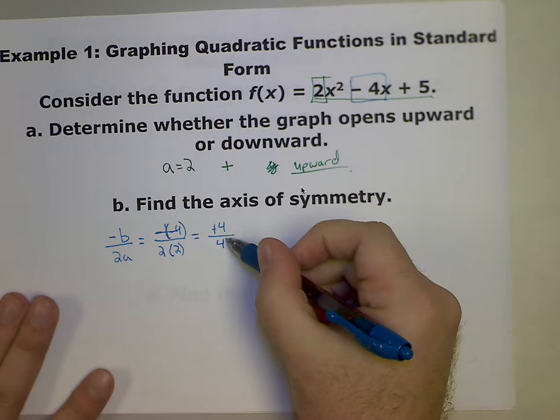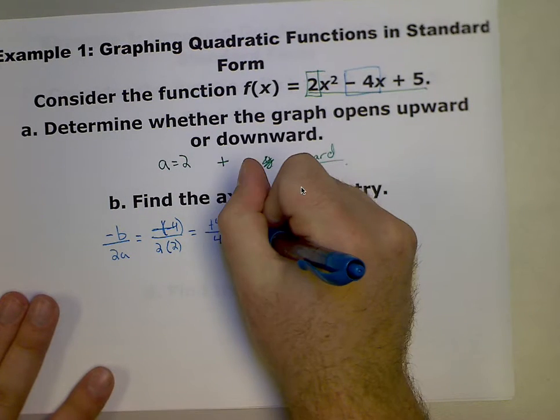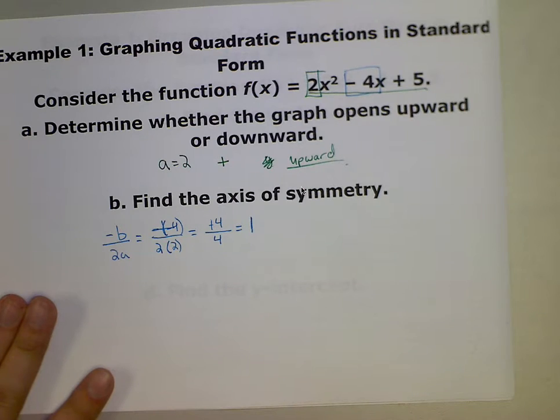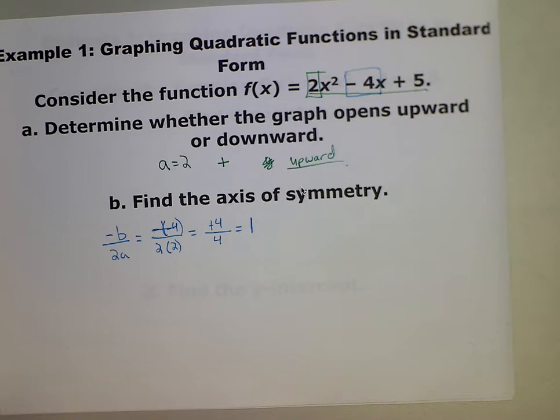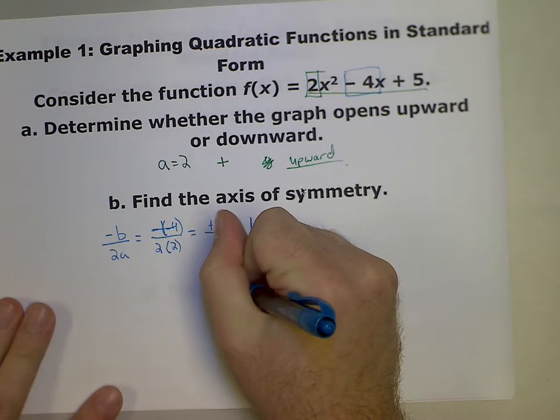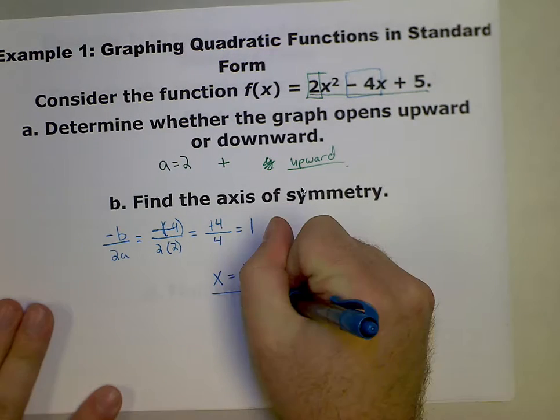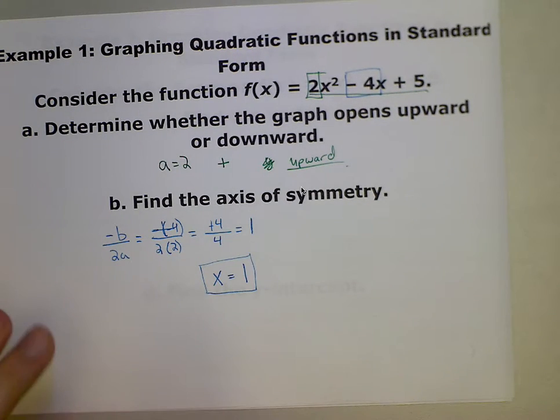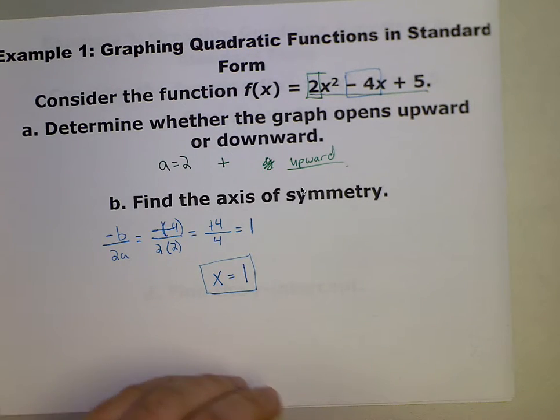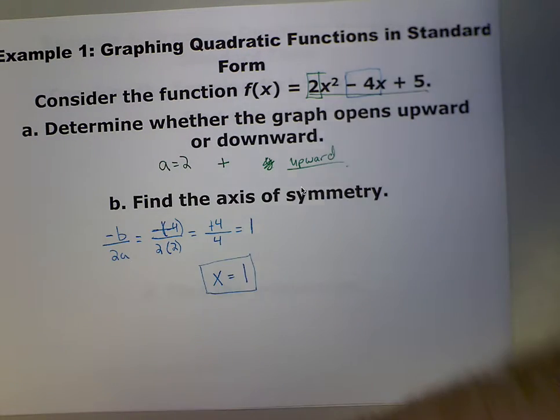If I have the same number divided by itself, if I reduce that, that's just going to give me 1. So I know that the x coordinate for that axis of symmetry is at 1. I want to write the full equation though, so I just need to say x is equal to 1. That is my final answer there. At that point, I have found my axis of symmetry.